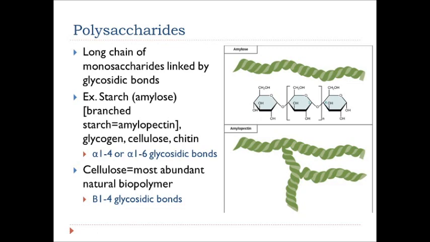Humans can't break down cellulose, but herbivores can. So when we eat plants as humans, that cellulose is used more as an insoluble fiber than it is a nutrient, but in herbivores it's actually used as a nutrient because they have an enzyme called cellulase that helps to break down that cellulose.